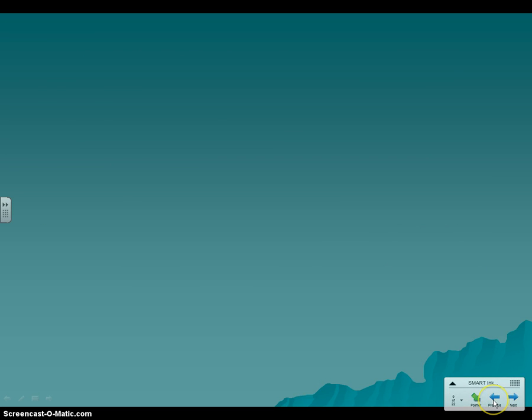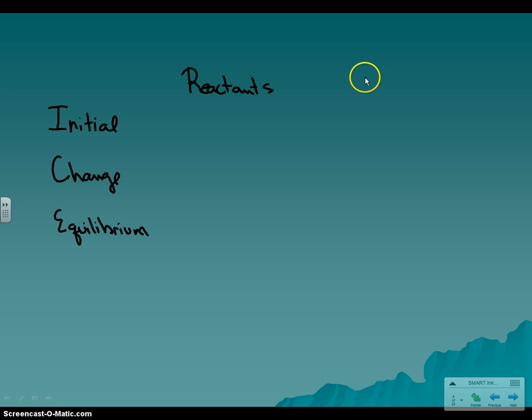So here's what an ICE table looks like. If you remember from the BCA tables, we are going to set it up like this, where we have I, which means initial. C stands for change, and E is when your situation is at equilibrium. Now we're going to be comparing concentrations. So we're going to take our concentrations of our reactants on the one side, and in my examples I'll show you how I use the balanced equation to organize my ICE table.